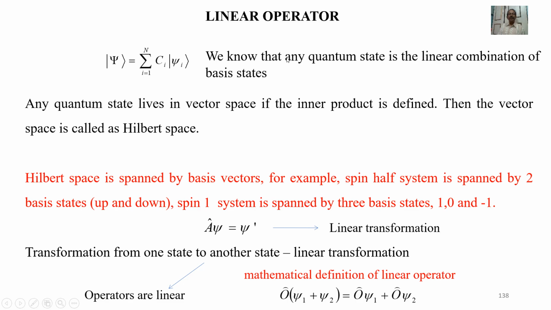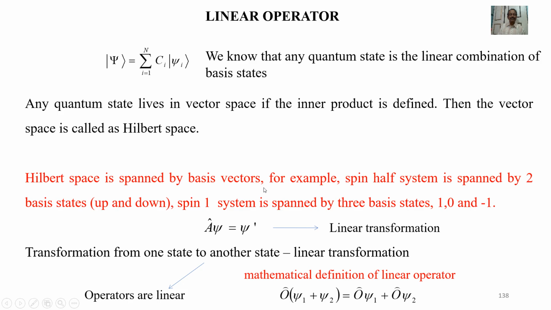We know that any quantum state is a linear combination of basis states. Any quantum state lives in a vector space if the inner product is defined. So the inner product is the main property for any linear vector space. Then the vector space is called a Hilbert space. A Hilbert space is spanned by basis vectors.